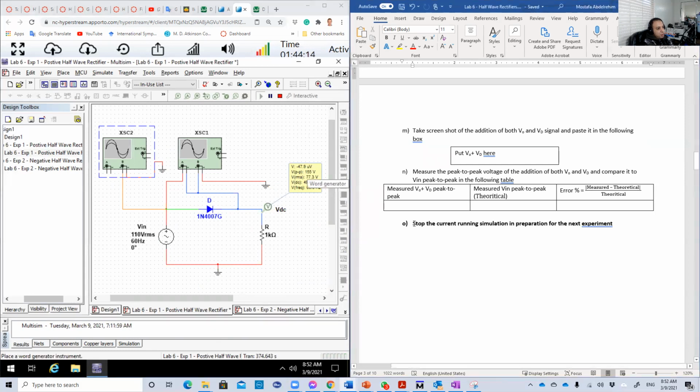Then it's very important here to stop running the simulation before going to experiment 2. That's because in experiment 2, we're going to change the properties of the diode to make its breakdown voltage very small, so that we can measure the effect of the breakdown voltage on the output DC here.